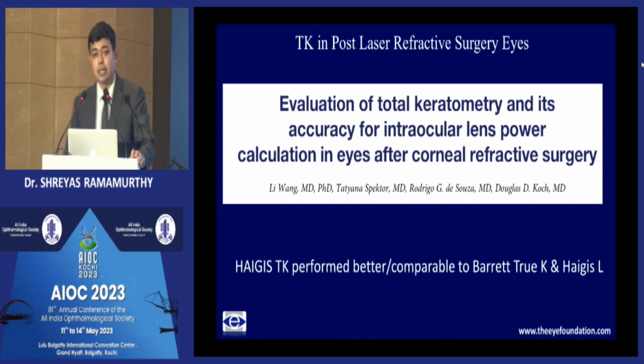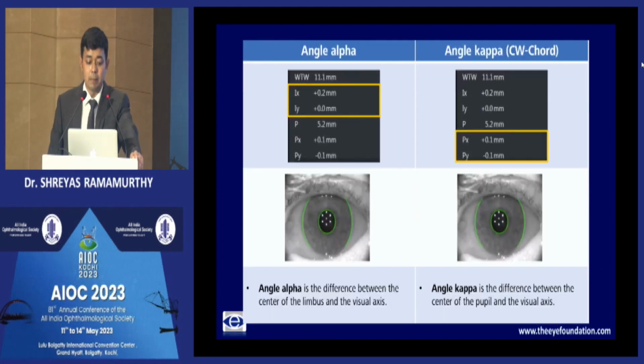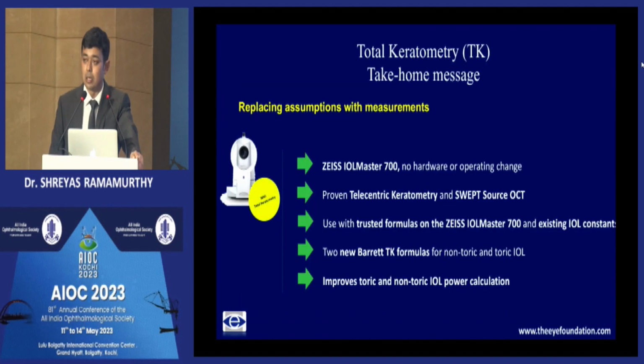So primarily the total keratometry is giving us more accurate measurements of the posterior cornea, which is now compatible with the formulae which we are using. And whether you're using the Haigis or the Barrett, excellent results are available now. You also have angle alpha and angle kappa measurements which are provided. And as far as keratometry is concerned, definitely this is the way to go.